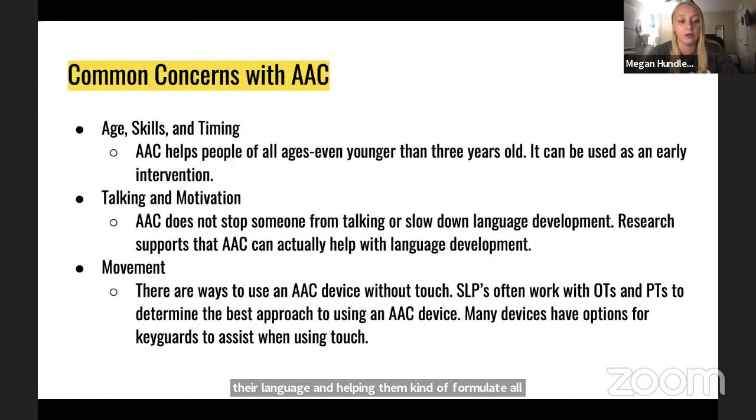And then one of the other common concerns is movement. There are ways to use an AAC device without touch. Speech therapists often work with OTs and PTs to determine the best approach to using a device. We do a lot of interdisciplinary work at HOG when introducing a device to an individual that receives multiple services. It's one of the things we take pride in. And many devices have options for key guards, like I mentioned in the previous picture, to assist when you do use touch.